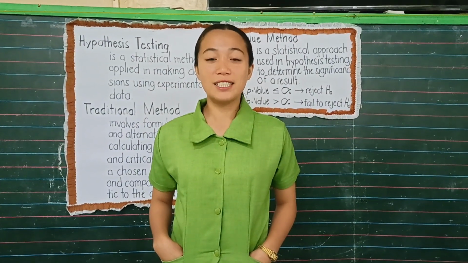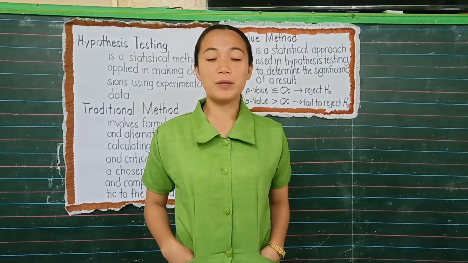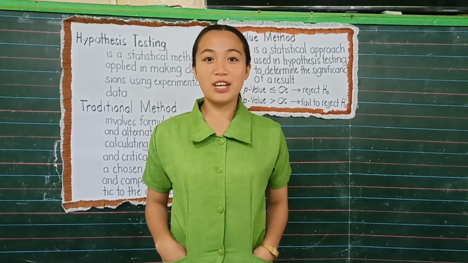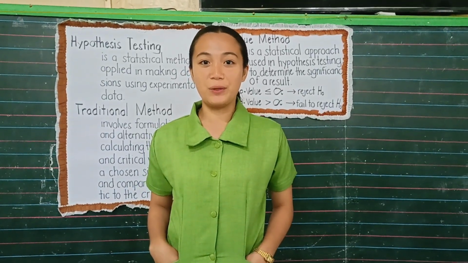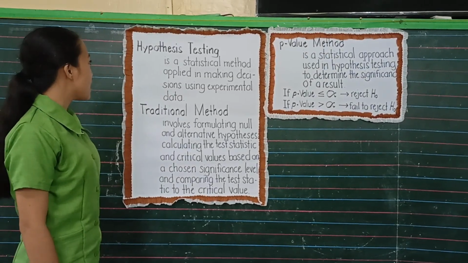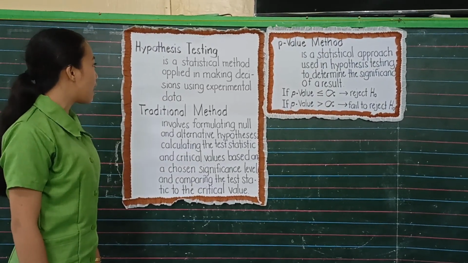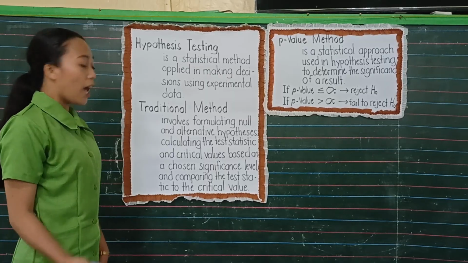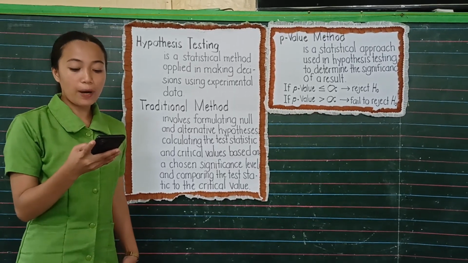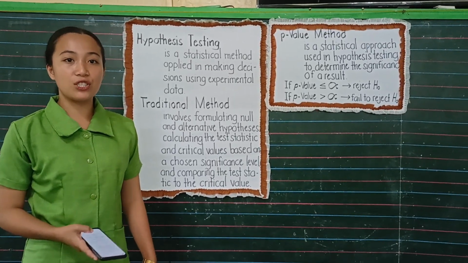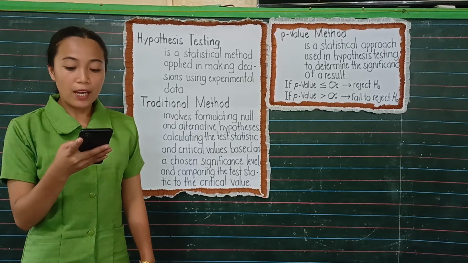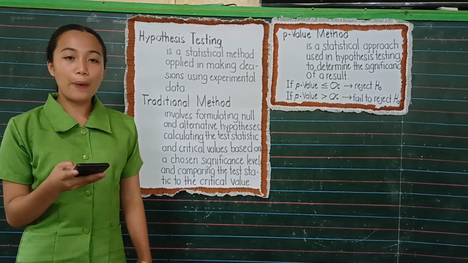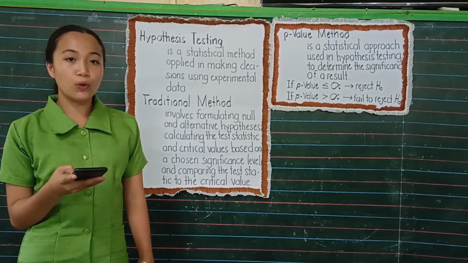Today I'll be discussing hypothesis testing using the traditional method and the p-value method. Hypothesis testing is a statistical method applied in making decisions using experimental data. It is a process that helps us make decisions using data. It's used to check if a certain claim or statement about a population is true or not.